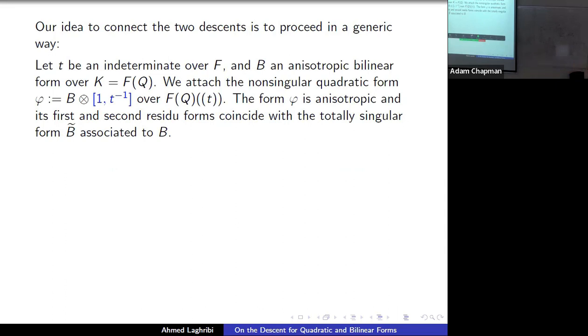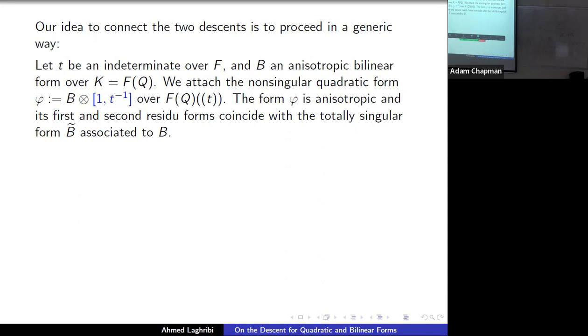I take T, an indeterminate over F, and I take B, an anisotropic bilinear form over K, where K is F((Q)). What we can do is take my bilinear form and multiply it by this non-singular quadratic form, ⟨1, t minus 1⟩. Over which field? Over this field. Here we have the double parentheses, so we have to be careful.